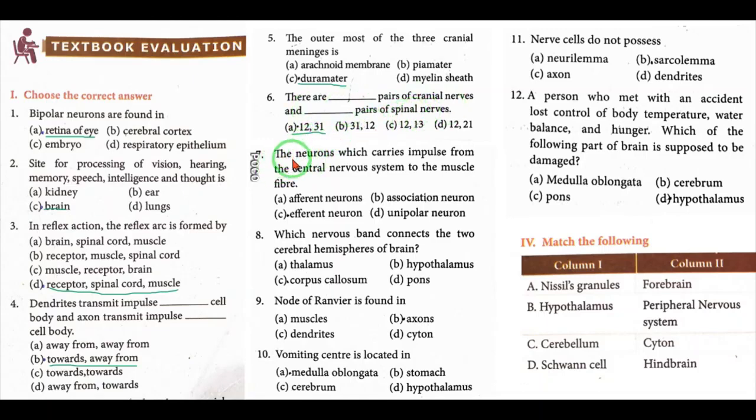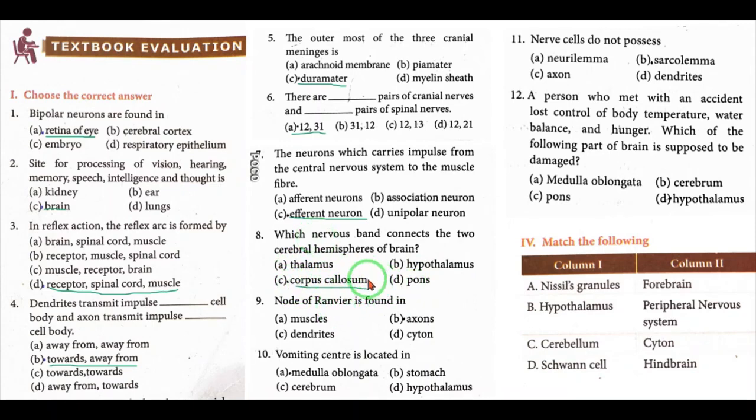Number 7. The neurons which carry impulse from the central nervous system to the muscle fiber are: A, afferent neurons; B, association neuron; C, efferent neuron; D, unipolar neuron. Correct answer is C, efferent neuron. Number 8. Which nervous band connects the 2 cerebral hemispheres of brain? A, thalamus; B, hypothalamus; C, corpus callosum; D, pons. Correct answer C, corpus callosum.